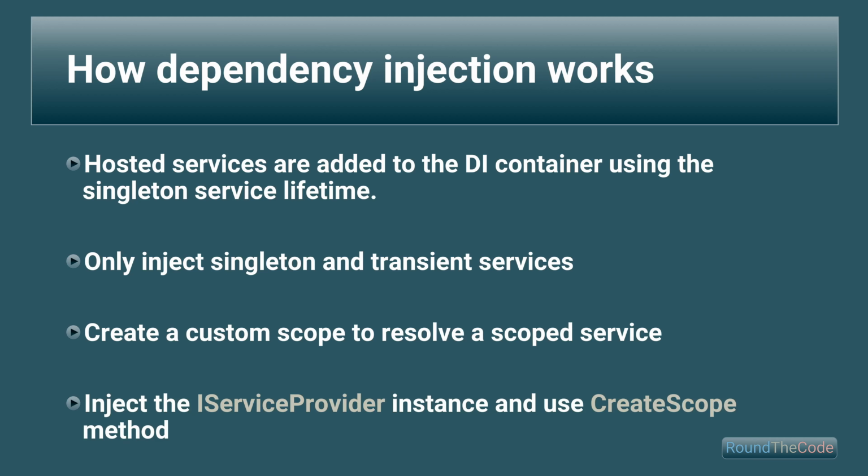To do that, we need to inject the iService provider instance into the hosted service. Within that interface, we can use the createScope method to create a new scope instance. From there, we can use our new scope instance to resolve a scope service into our background task. Let's take a look at it in action.